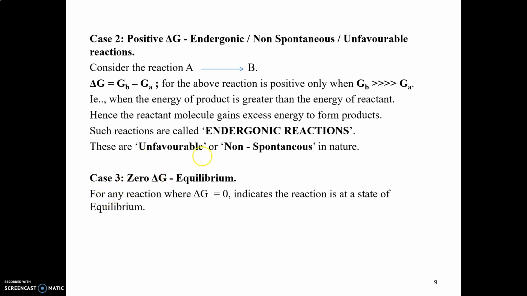Case 3. If delta G is equal to 0, then the reaction is considered to be at equilibrium. So, three things you remember. Delta G negative, exergonic. Delta G positive, endergonic. Delta G is 0, the reaction is at equilibrium.